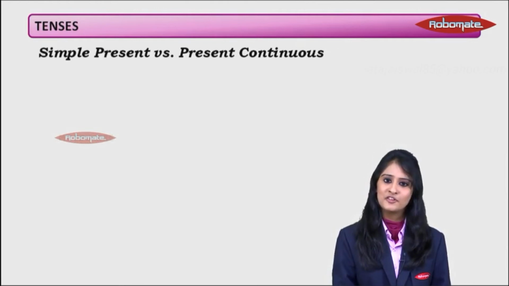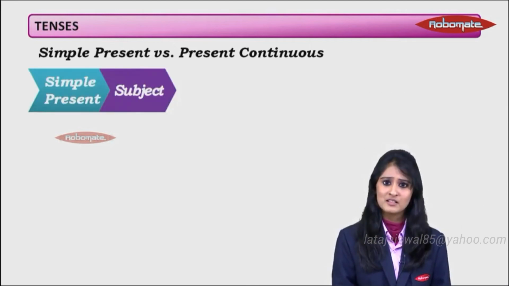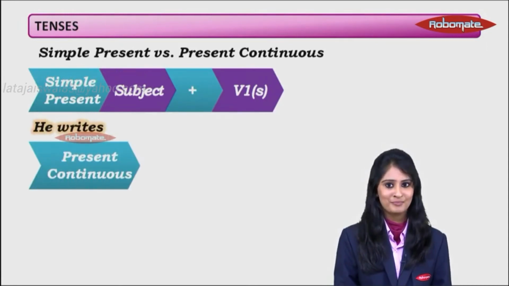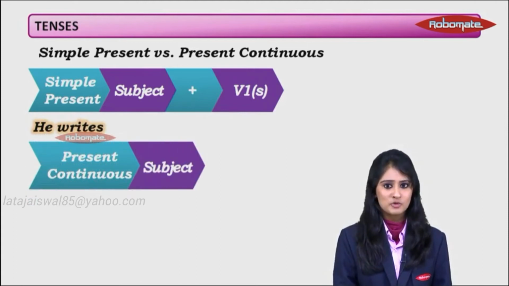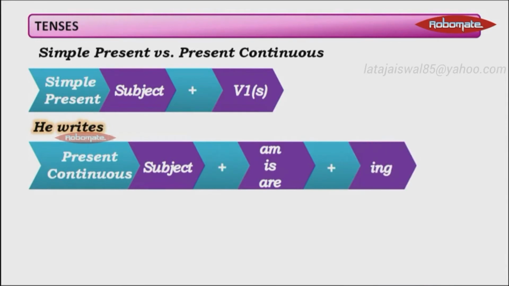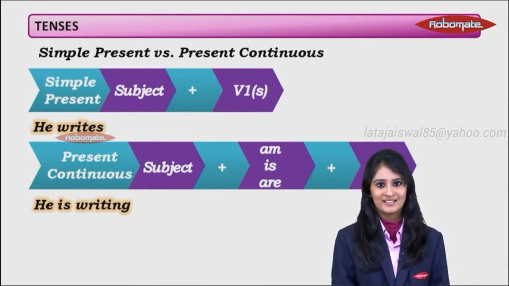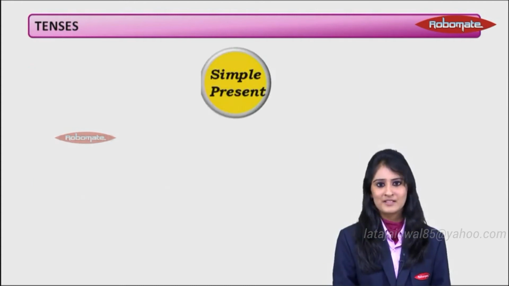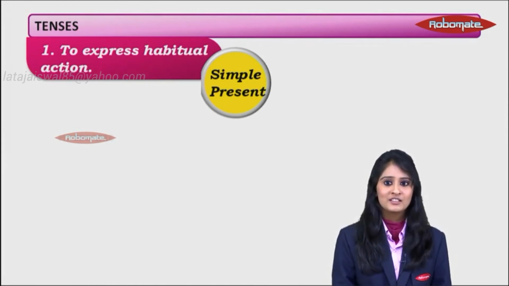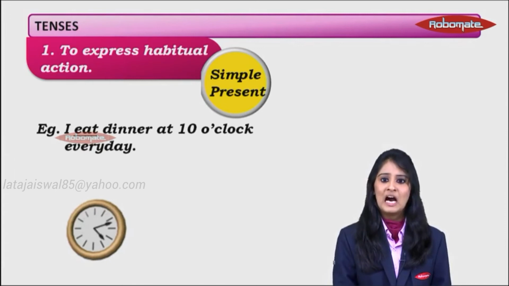Let's take a look at the first one, simple present versus the present continuous. But before that, let us revise the formation. Simple present, subject, and our V1. You remember the answer? He writes. The next one, present continuous, subject, and then we have the choice between am, is, are and ing. Thus my answer, he is writing. Let's take a look at the simple present and its uses. It is used if you want to express the habitual action. For example, I eat dinner at 10 o'clock every day.